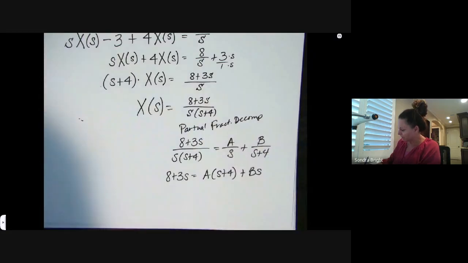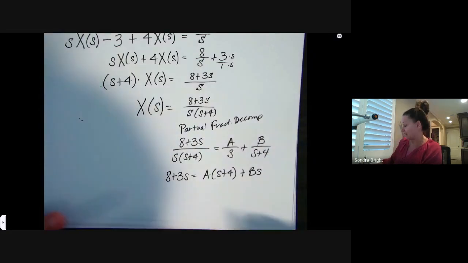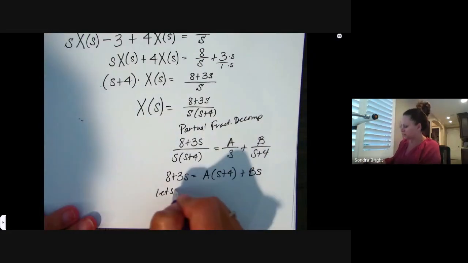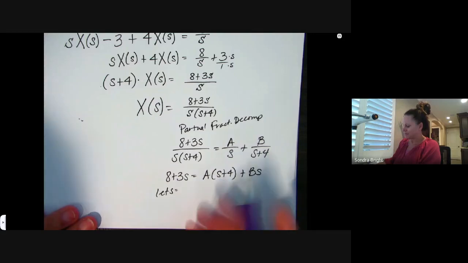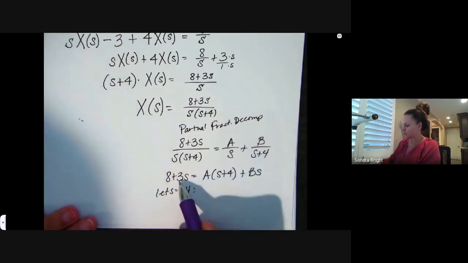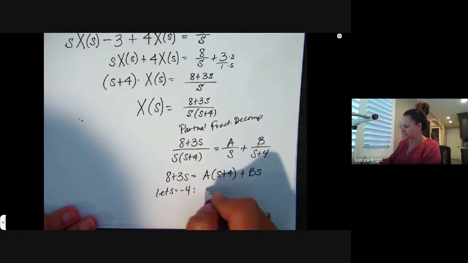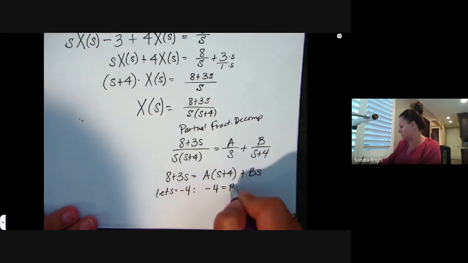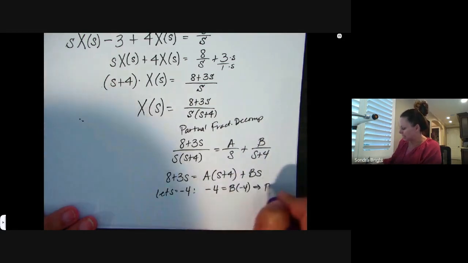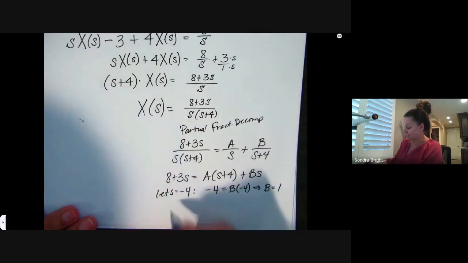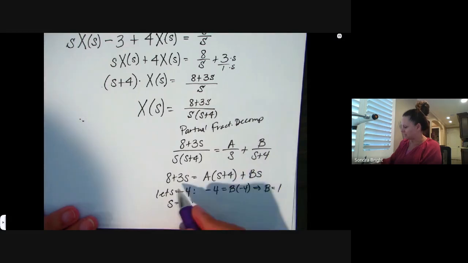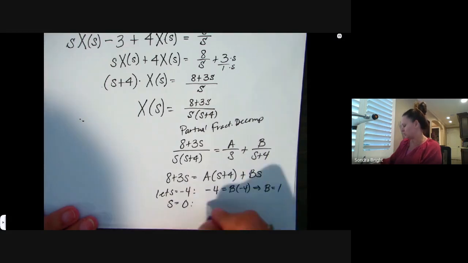Letting s equal, how about -4 first? You would get 8 plus 3 times -4. So 8 minus 12 is -4 equals B times -4. So your B is 1. And letting s equal 0 will help you solve for A. And that'll be 8 equals A times 4. So your A is 2.